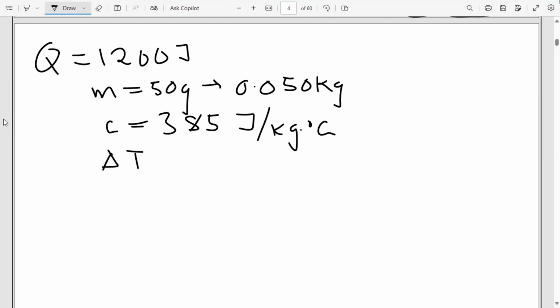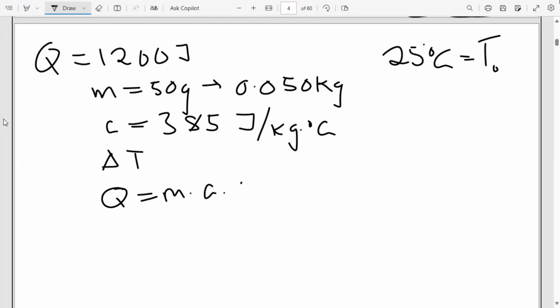They've asked us to calculate the final temperature, which means we want to find the change in T. They've given us the initial temperature of 25 degrees Celsius. So if this is the T initial or T0, how are we going to find the change in temperature? Let's bring in the formula for calculating the amount of energy supplied using the specific heat capacity. Q is equal to M, the mass, multiplied by C, multiplied by the change in temperature, where the C and the M are for copper.